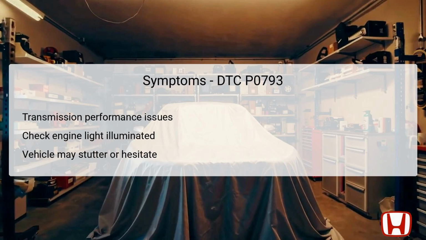When DTC P0793 is triggered, drivers may experience several noticeable symptoms. One of the most common indicators is the illumination of the check engine light, which signals to the driver that there is a malfunction. Additionally, the vehicle may exhibit performance issues, such as stuttering or hesitation during acceleration, particularly if the transmission is unable to shift correctly due to a lack of sensor data.